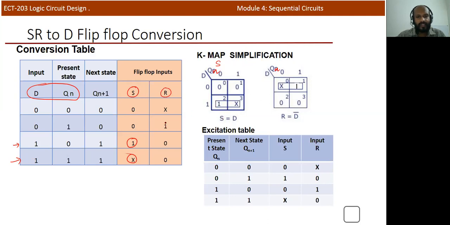And similarly, you can design for R. Here you can see that for 0, 0 it's X, and for 0, 1 it is 1, and for all other values it's 0. So by simplifying this K-map, you will get R is equal to D bar, because it's 0, 1. So this is D bar and this is D. Here also D bar and D. So we'll get S equal to D and R equal to D bar. These are the two conditions we derived by using this conversion table.